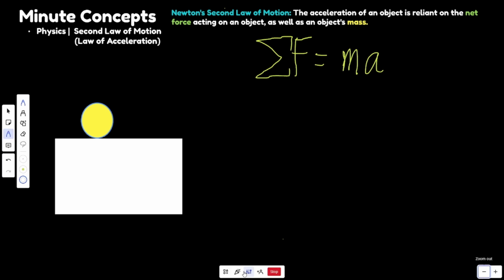So, the second law of motion, or the law of acceleration, expounds on the first law of motion. Whereas the first law of motion talks about objects with balanced forces, where they are at rest or in motion, this law expounds on what happens when they're experiencing unbalanced forces. So, how do we explain this?